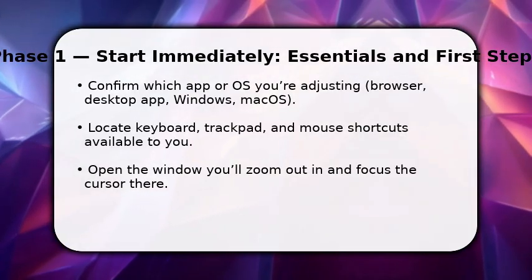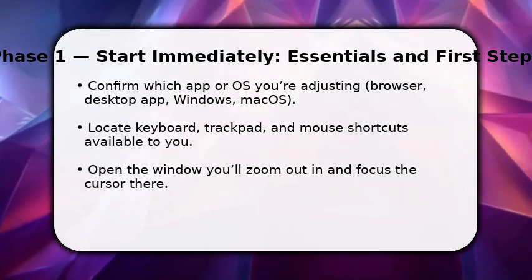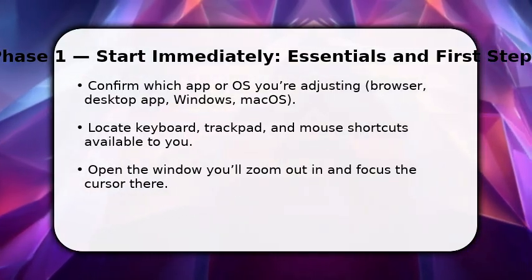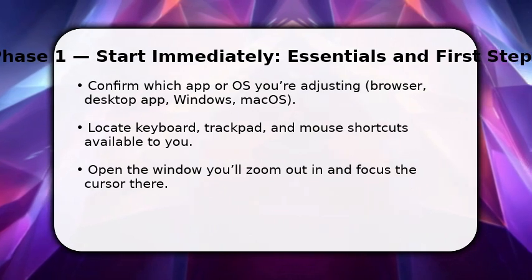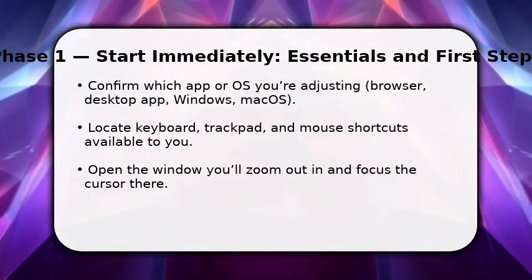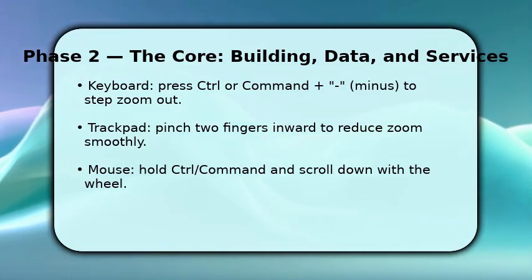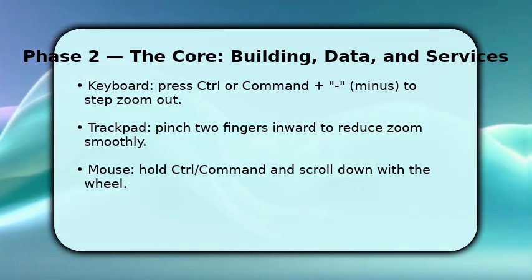Press and hold the modifier key while preparing to scroll or press the minus key. You're ready to execute the zoom out gesture. Next, perform the zoom out using the method that fits your hardware. If you use a keyboard, press and hold Control on Windows or Command on macOS, then tap the minus key to step down one level.